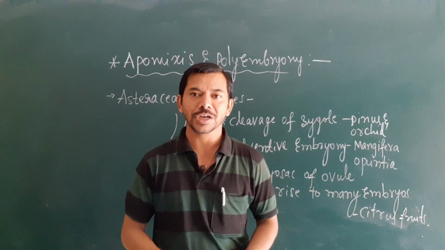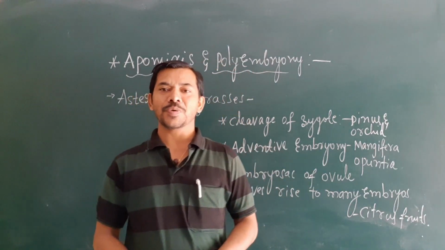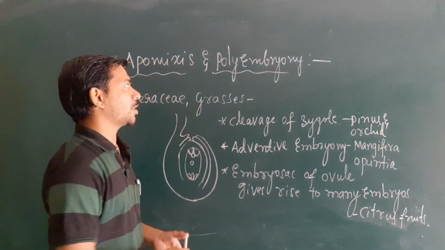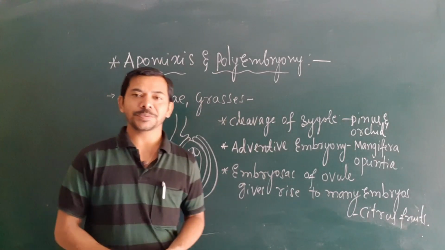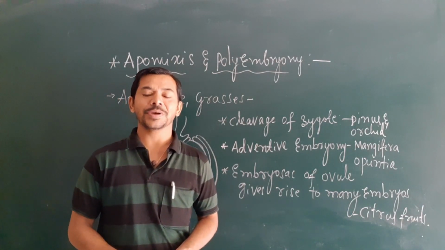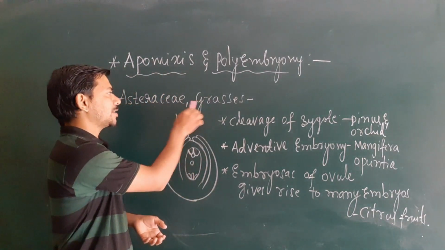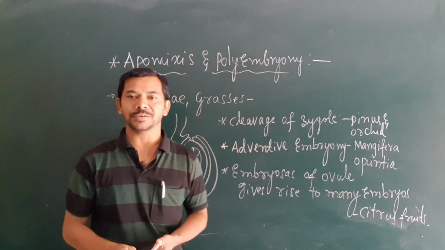Here we are discussing apomixis and polyembryony. What does apomixis mean? As we know, seeds are a result of sexual reproduction. But in the case of apomixis, what happens? As an example, you can take Asteraceae and grasses, which I have written here.